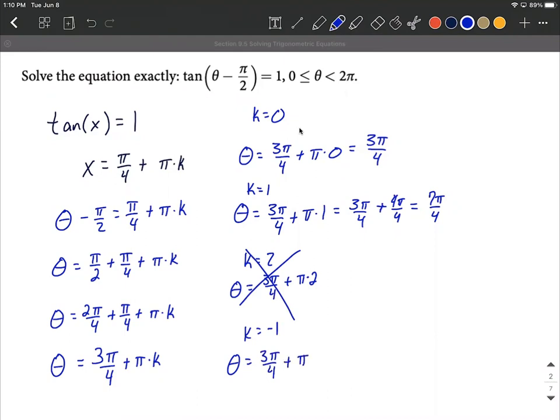plus pi times -1, which is going to be -1 pi plus 3/4 of a pi, giving you a negative result overall. So it's going to be smaller than 0, and it's not going to fit in these bounds that we were given. So we're going to get rid of that solution and say our only two solutions on this one are going to be 3 pi over 4 and 7 pi over 4, and that would be what we'd use for our theta.